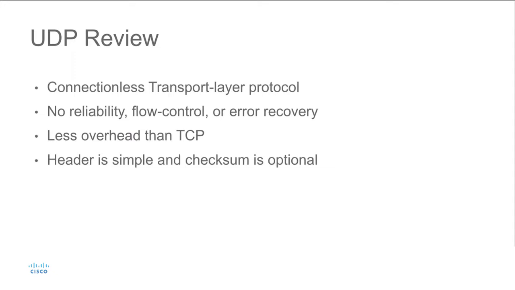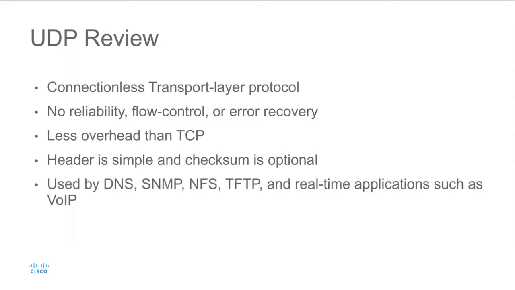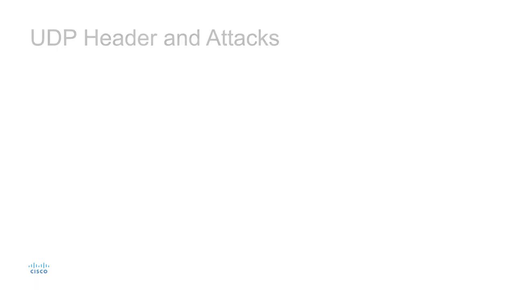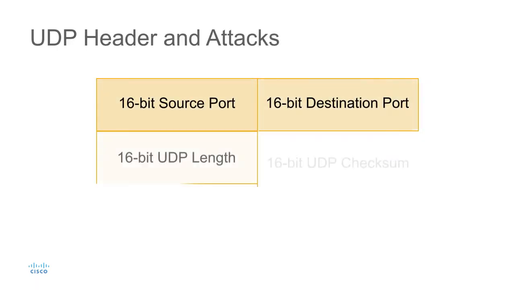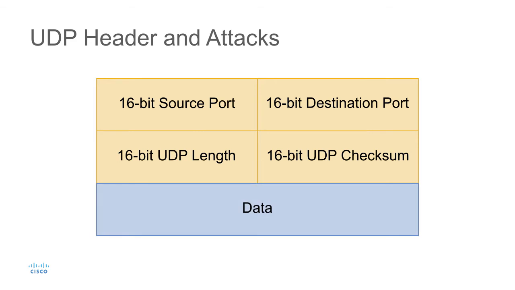The header is very simple, and the checksum value is optional. UDP is commonly used by DNS, SNMP, NFS, and TFTP, as well as with real-time applications such as voice over IP. Now, looking at the UDP header, what you'll notice is that we do have a very simple header. And we said that this UDP checksum here, this 16-bit UDP checksum, is something that's optional.